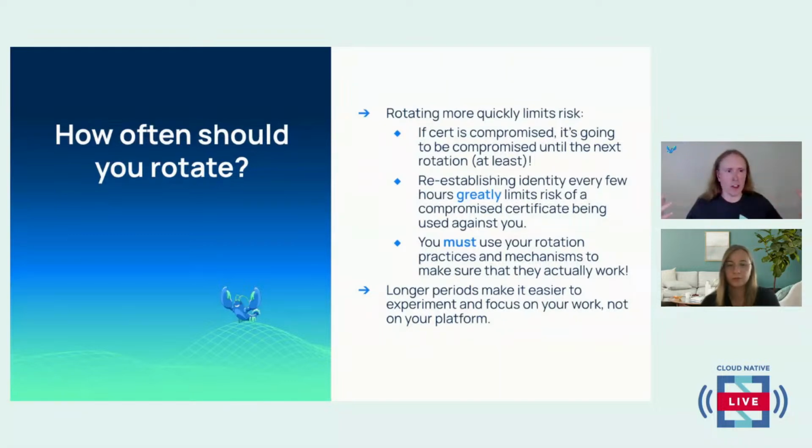That means that if you rotate every 2 months, an evildoer has potentially 2 months to go through and mess with you. If instead you're rotating these identities every few hours, it makes it much, much, much harder for an evildoer to actually use the certificate effectively.